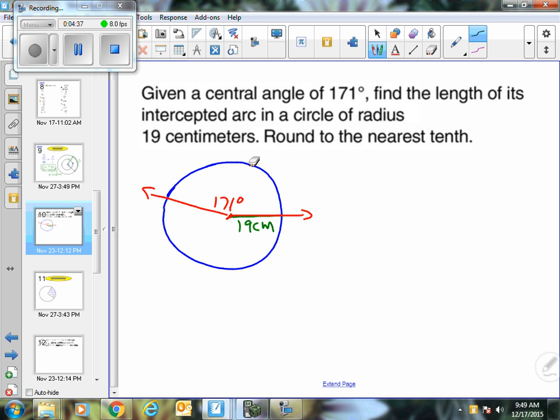That means they are looking at the distance from where the end of this angle meets the end of that part of the angle. So the intercepted arc just means where it crosses. So that's the S that they're looking for. They want the length of that arc.